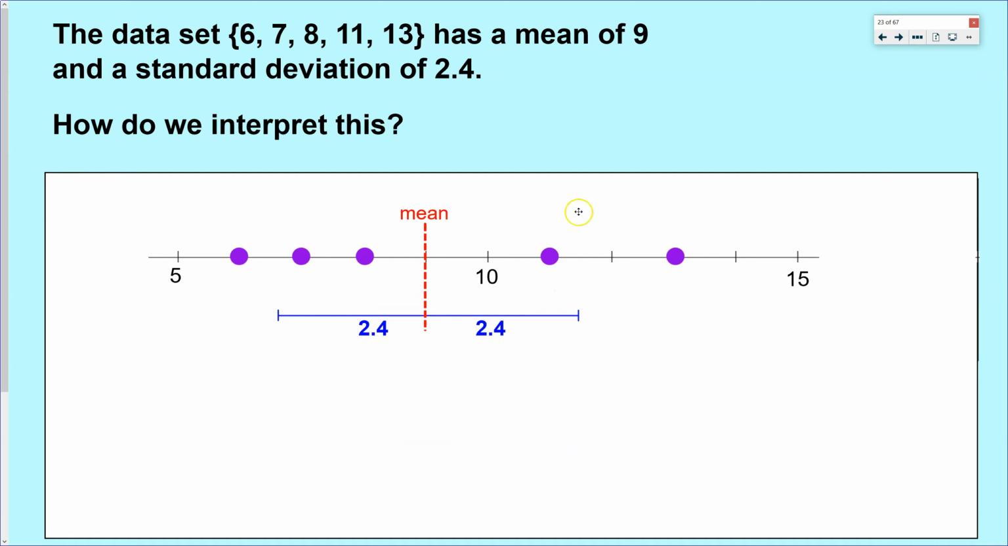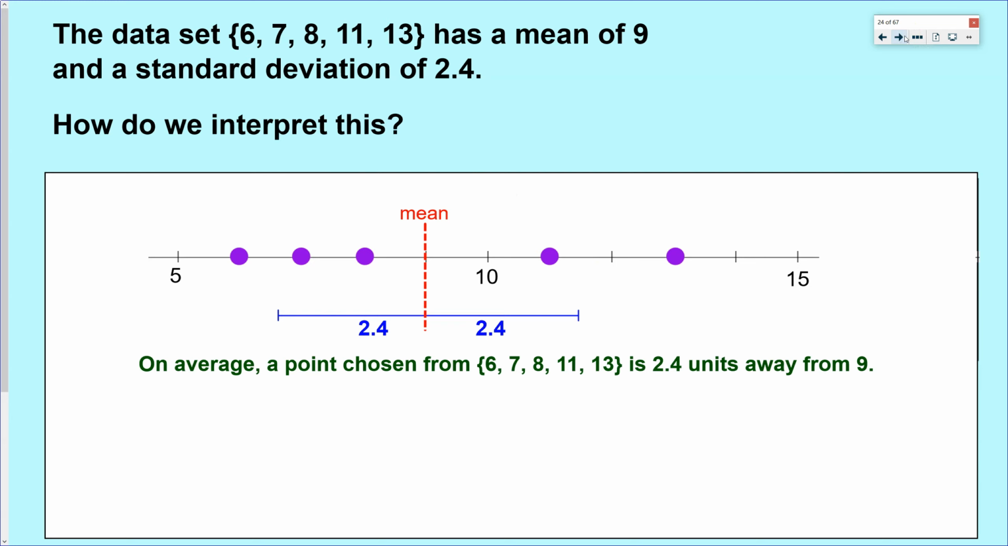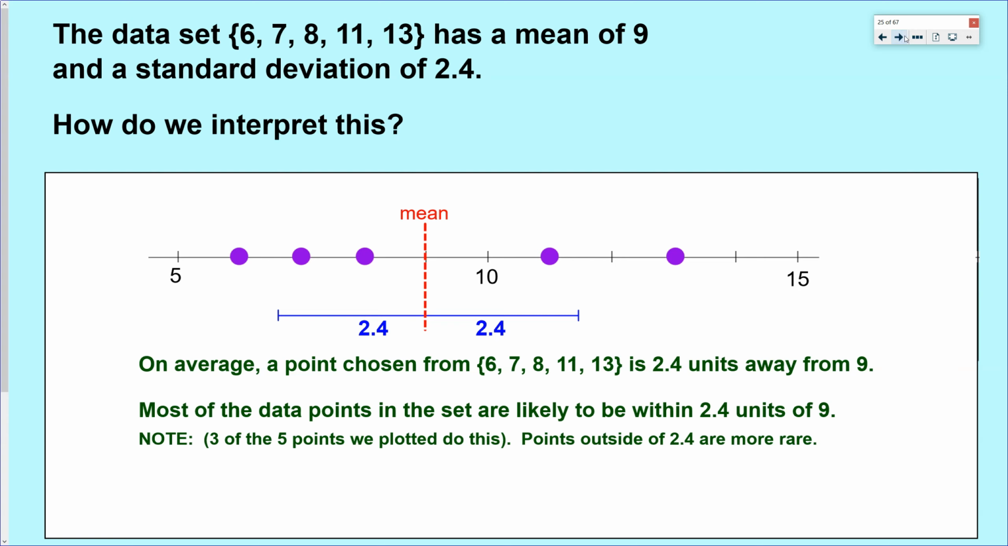So if we interpret that, that means that if I draw a bar out that's 2.4 units this way and 2.4 units that way, most of the data should fall within that range. And you'll notice that 3 out of the 5 points do that. So on average, a point chosen from our data set is 2.4 units away from the mean of 9. Most of the data falls within that range, 2.4 to the left and 2.4 to the right, and points outside of that range are pretty rare. Only 2 out of the 5 do that.